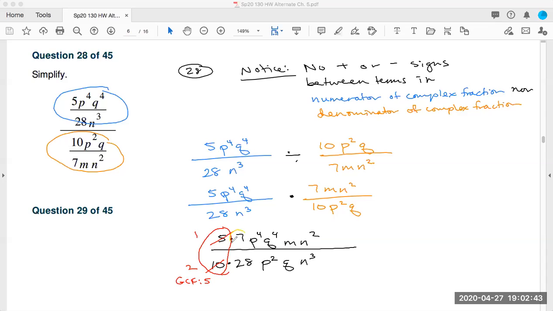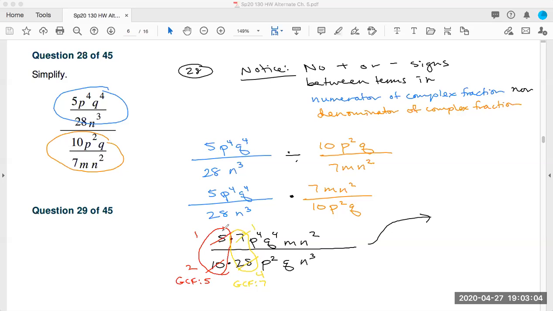Next, I'm looking at 7 and 28. The GCF is going to be 7. Divide 7 by 7, that's 1. Divide 28 by 7, that's 4. Before we move on, you could actually do all your cancellation steps at once if you were comfortable, but I'm showing them separately so it looks a little neater.